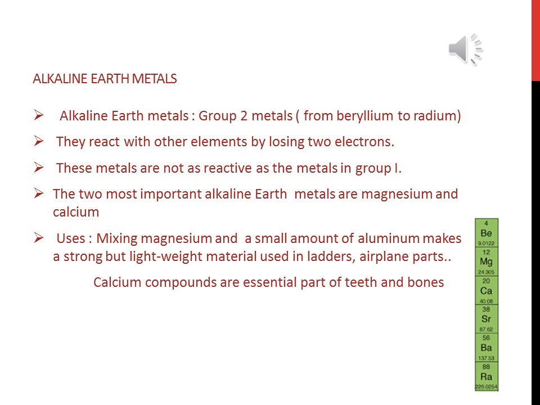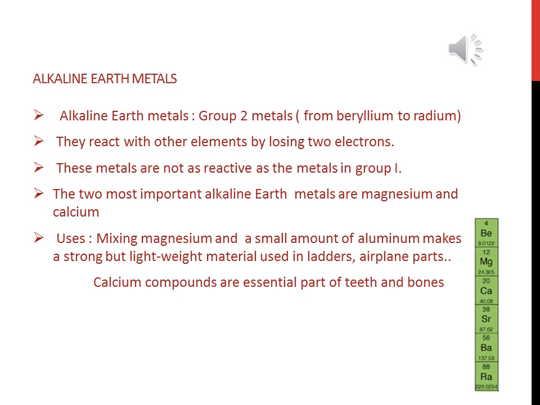Like the group 1 metals, the group 2 metals are never found uncombined in nature. The two most common alkaline earth metals are magnesium and calcium. What are some uses of alkaline earth metals?